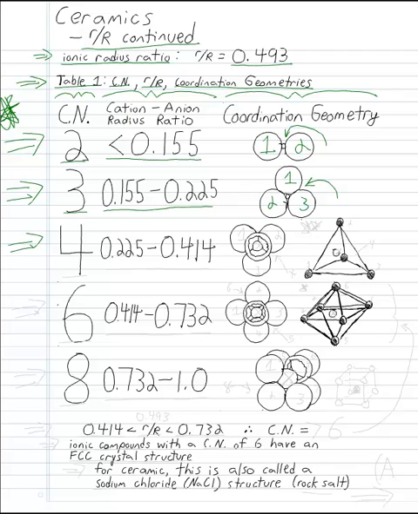Next up is the coordination number of 4. This is for ratios between 0.225 and 0.414. Taking a look at it visually, this is a little more tricky. We can see our first 3 atoms right there, and the fourth one is actually this one that we're looking through, and these all touch the central atom.